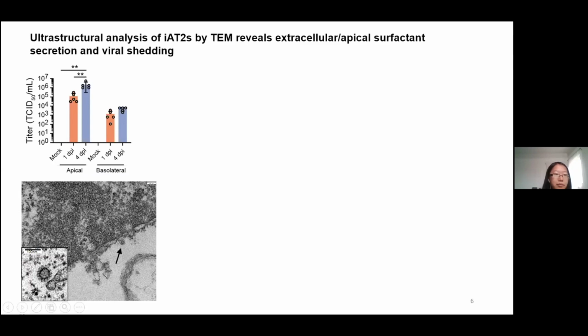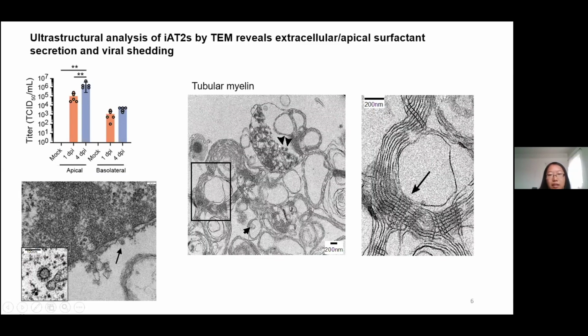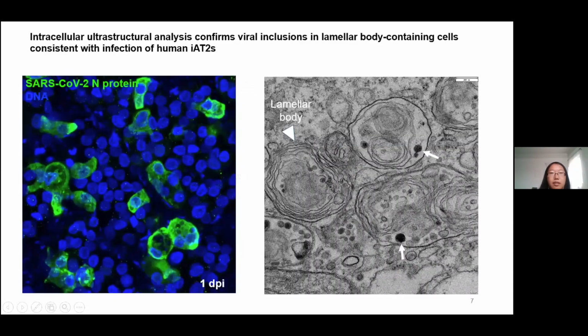We also have some very great ultrastructural analyses of these infected cells. So here I'm showing you a very nice virion with the distinct corona in the cells. And from the extracellular space, we also show that there are some virions here where the arrows are pointing that are around the tubular myelin. So this really does show successful infection of mature functional type II AT2s because these tubular myelin form when there is surfactant being produced.